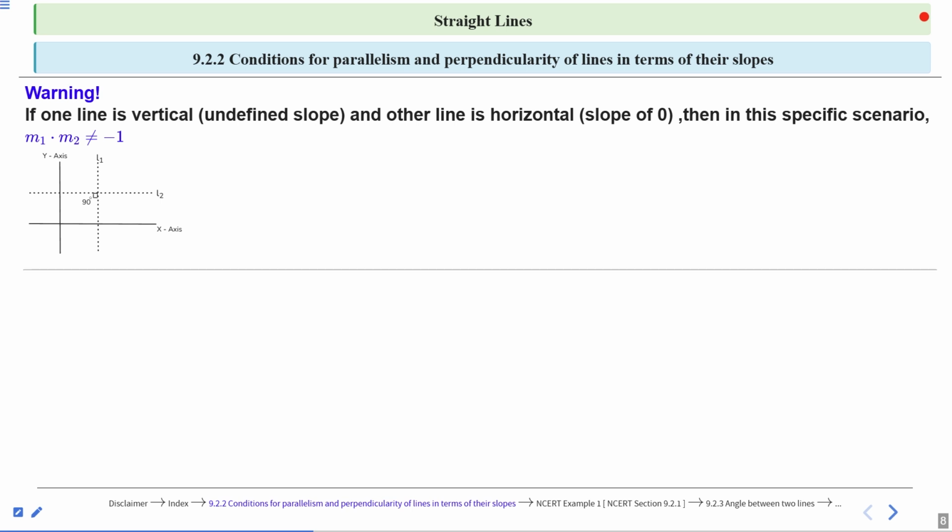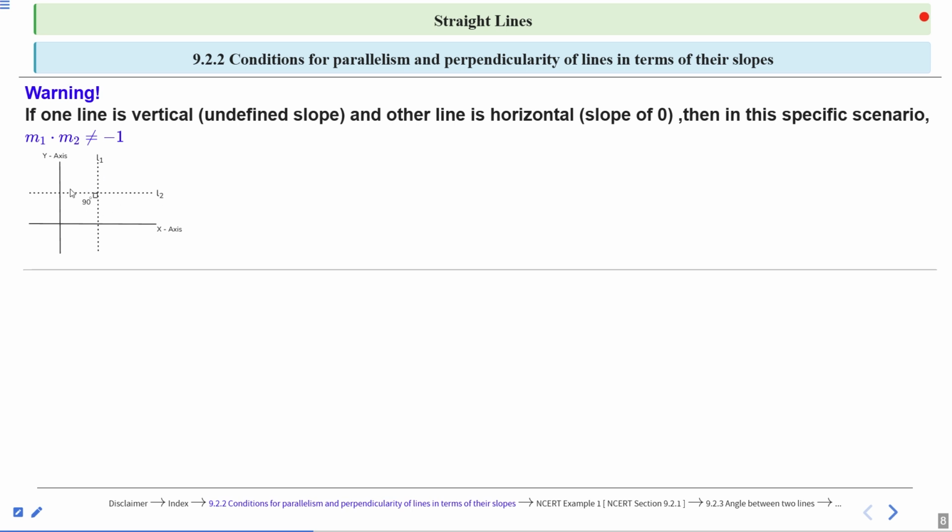Okay, so then in this specific scenario, m1 times m2 is not equal to -1. You can see this figure. In this figure you can see L1 and L2, these two lines. These two lines are perpendicular, but here you can see L1 is a vertical line, and the slope of the line L1 is undefined.